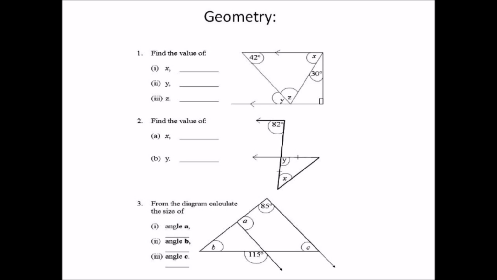And then 3, from the diagram, calculate the size of angle A, angle B, and angle C. Again, you have 2 parallel lines, and you can work from that. You have 85 degrees and 115 degrees. Okay, go ahead, calculate those angles. You can work these out. Use the numbers, use the degrees, number of degrees that they give you.